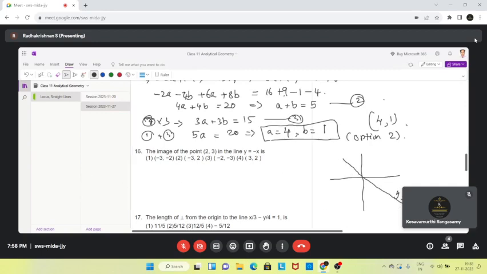Image of point 2, 3. Image means, you draw a perpendicular and extend it on the other side by the same distance. So what is this point? This is your image. Suppose you place a mirror here, so its image will be exactly on the other side, right? So this is a mirror image of this point. Now how to find out this point a, b?